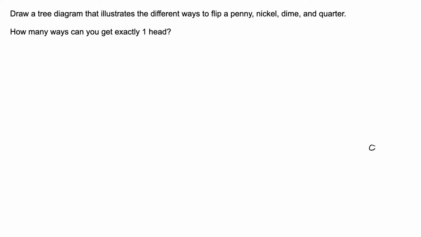So here we're going to draw a tree diagram that illustrates the different ways to flip a penny, nickel, dime, and quarter. Now when we flip each of these things, we have two different outcomes. We can either land on heads or we can land on tails.